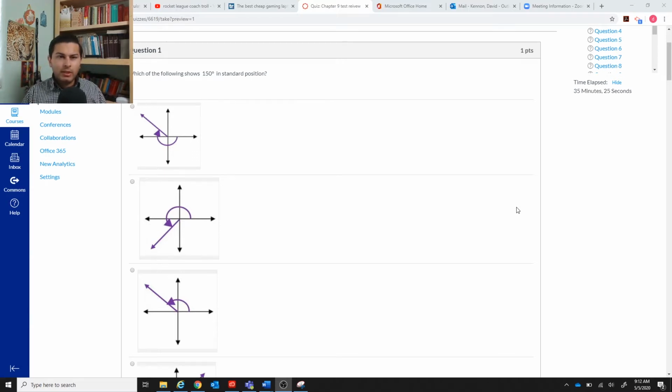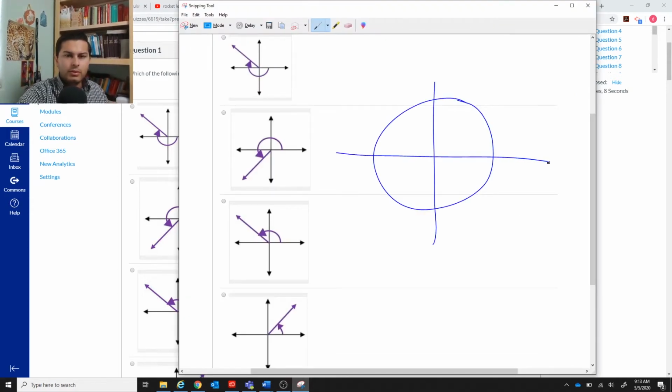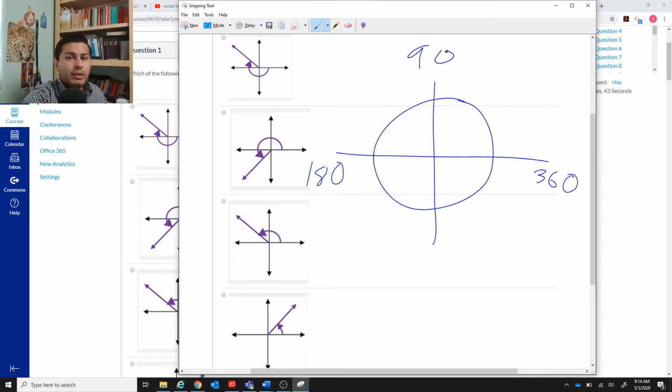Now, this first one is, which of the following shows 150 degrees in standard position? Now, the best way to think about this is to first draw out our unit circle here and think about what each of those slices actually mean. Now, we're dealing with degrees here, so we don't have to think about it in radians, but we have a whole circle being 360 degrees. Remember that. That's when it goes all the way around the circle, which means if we cut it in half, that's going to be 180 degrees. If we cut that in half again, we would have 90 degrees.